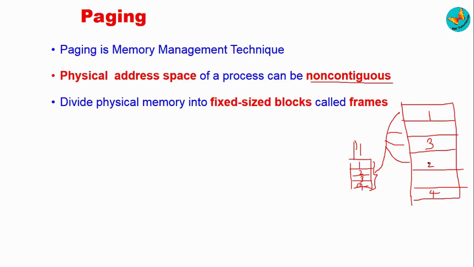And how is this possible? Due to paging. What paging does is that it divides the physical memory into fixed size blocks called frames. So whatever divisions that you see here, this is nothing but a frame. So paging is a memory management technique, and here it allows a process's physical address to be non-contiguous. And how is this possible? Because it divides the physical memory into fixed size blocks called frames.